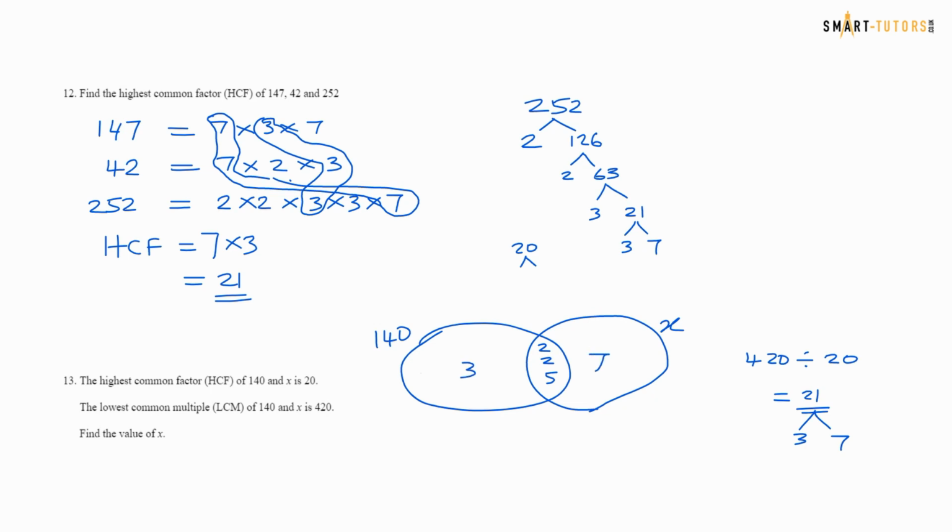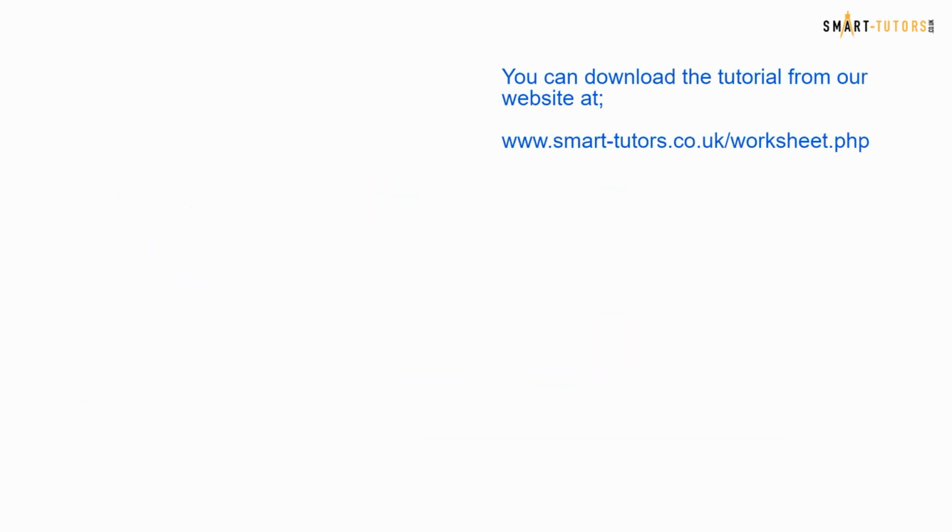So I wanted to double check again. 3 times 20 is 60. So this is going to be 7 and this is going to be my 3. If I multiply everything on this side, 2 times 2 is 4, 4 times 5 is 20, 20 times 7 is 140. On this side, 2 times 2 is 4, 4 times 5 is 20, 20 times 3 is 60. So x is 2, 2, 5, 3, which is 60. So the answer for question number 13 is 60.